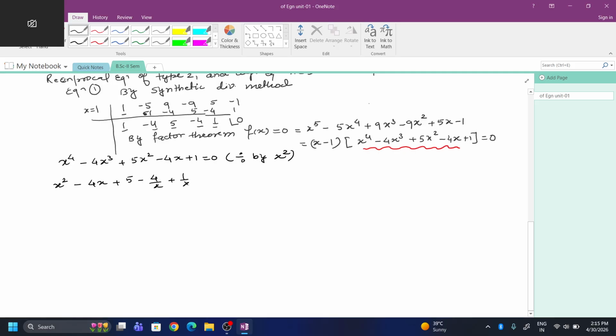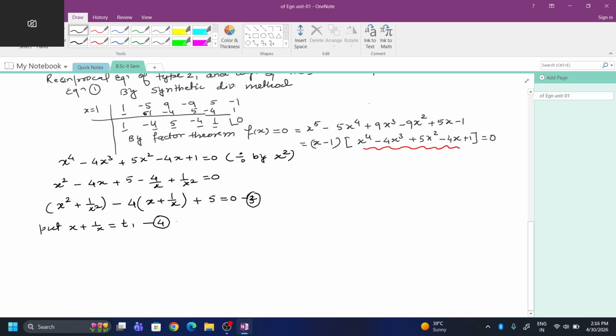It is equal to 0. Now you can write down (x square plus 1 by x square) in one bracket minus 4 (x plus 1 by x) plus 5, it is equal to 0. Say it is your equation number 3. Now put here x plus 1 by x, it is equal to t. Say it is your equation number 4.